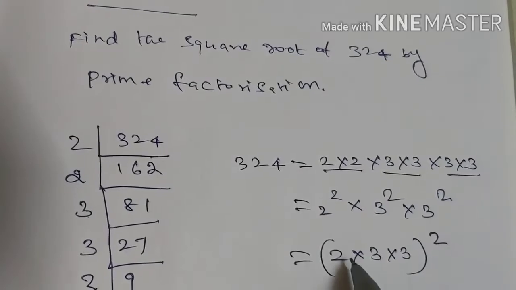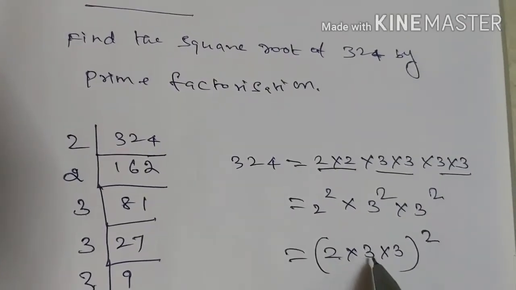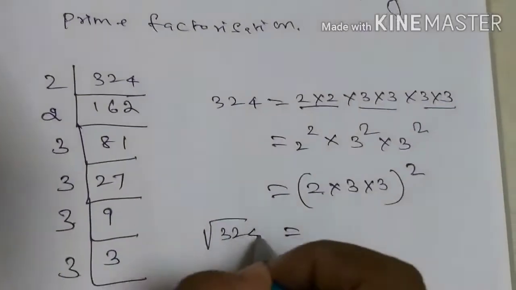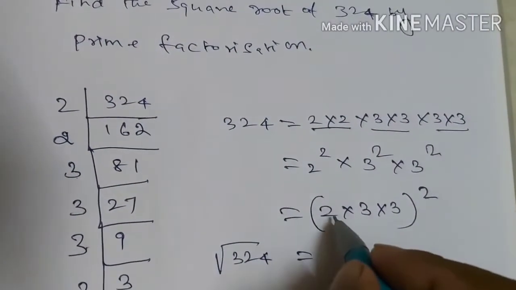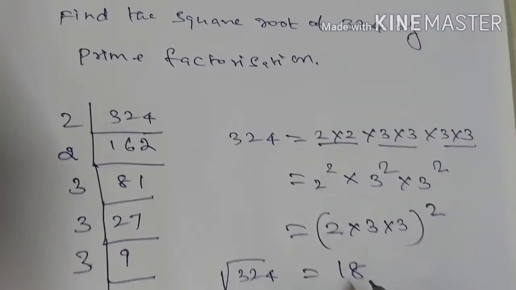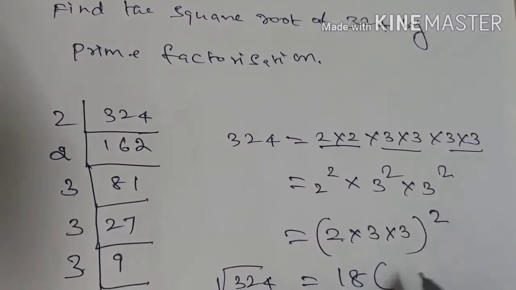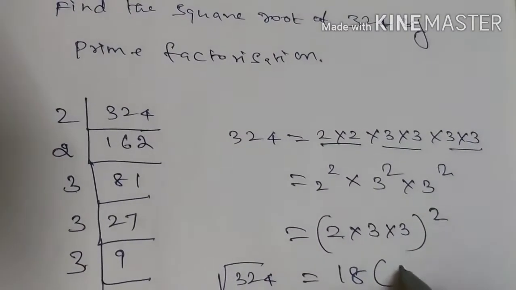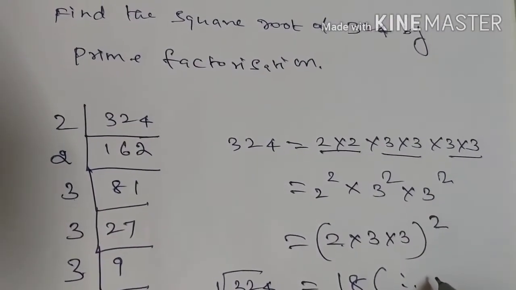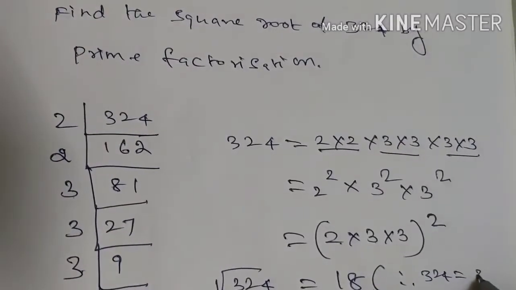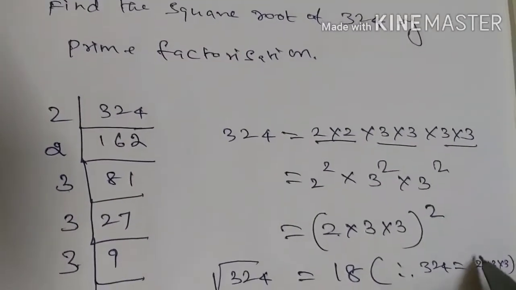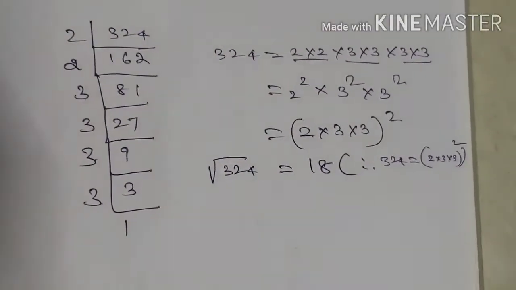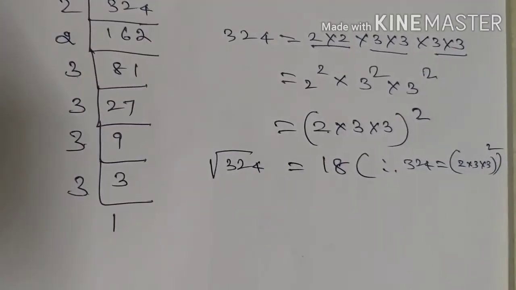So now the square root of 324 equals the value, square root means the square is removed. So the remaining numbers, 2 3s are 6, 6 3s are 18. So 324 equals the root of 2 multiply 3 multiply 3 whole square. So the square root of 324 equals 18. So 18 multiply 18 means the answer is 324.